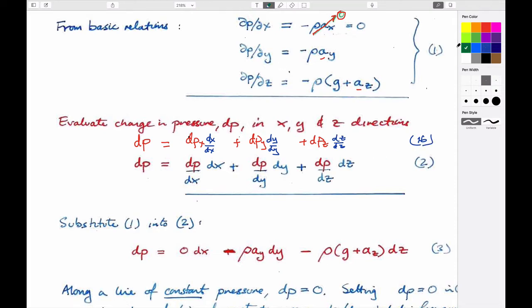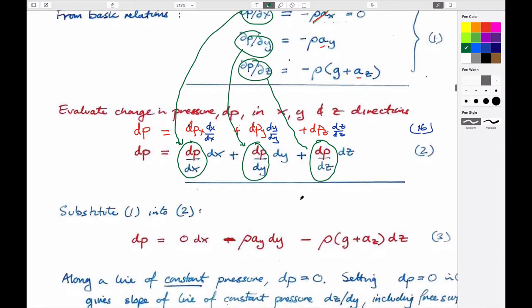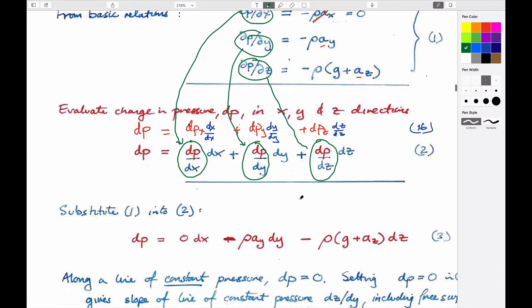And so what we could do is we have a term that represents how pressure changes in the x direction. We have a term of how pressure changes in the y direction. And likewise in the z direction. And if we substitute those, we get equation 3. That's it. So we've said something about how it changes as we go from one location to another.